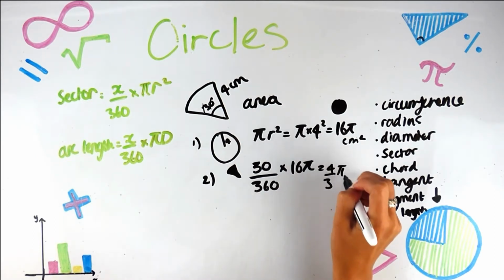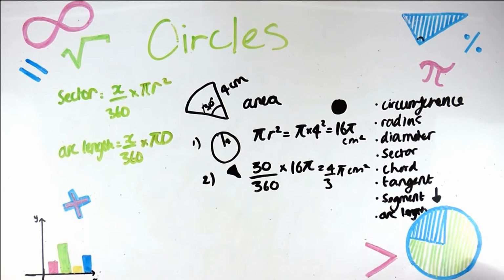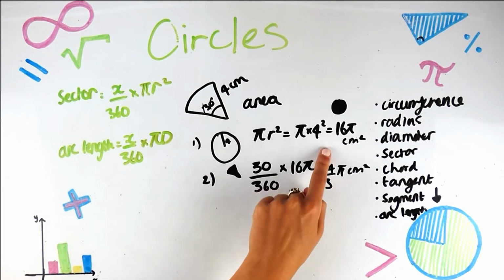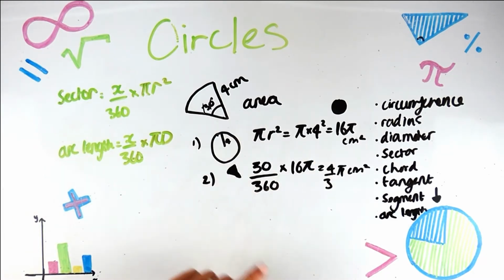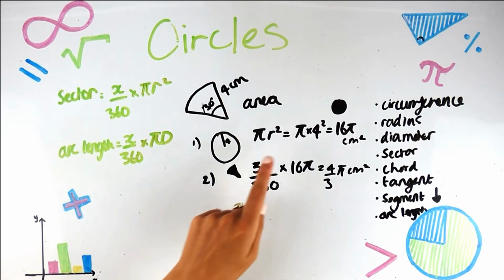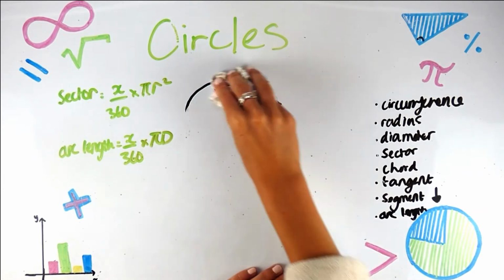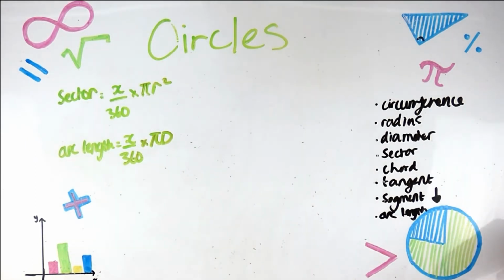4 over 3 pi, I hope that's correct, centimetres squared. Okay, so it does kind of make logical sense. You can either just remember the formula, write it down, plonk it in, but if you can't, you can just think it through by thinking, oh, I've got an area of a circle, a bit of a circle, so I'll find the area of the full circle, and then get a fraction of it.